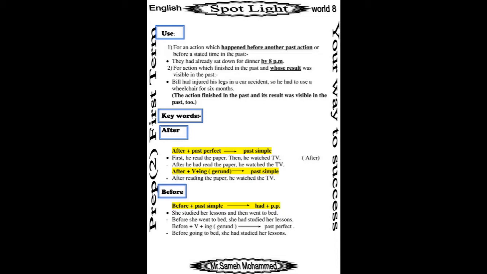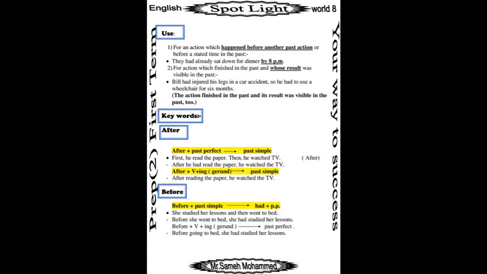Number 2. For action which finished in the past and whose result was visible in the past. For example, Bill had injured his legs in a car accident, so he had to use a wheelchair for 6 months. The action here finished in the past and its result was visible in the past too. The result here is he had to use a wheelchair for 6 months. This is the result of the action.